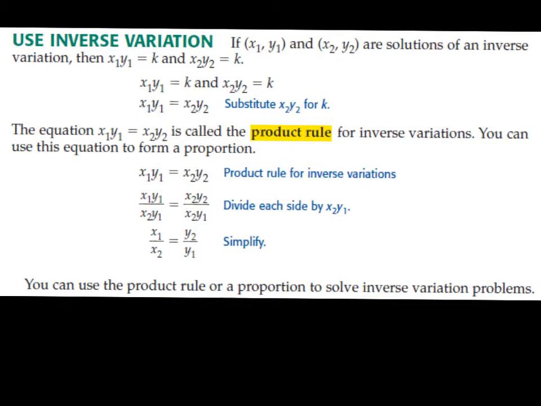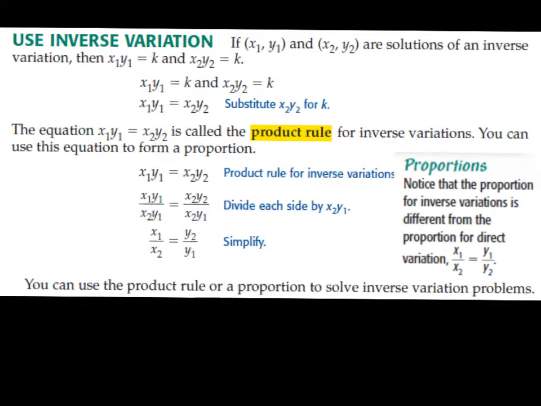The equation x sub 1 y sub 1 equals x sub 2 y sub 2 is called the product rule for inverse variations. You can use this equation to form a proportion. If you divide both sides by x sub 2 y sub 1, you have x sub 1 over x sub 2 equals y sub 2 over y sub 1. You can use the product rule or the proportion to solve inverse variation problems.